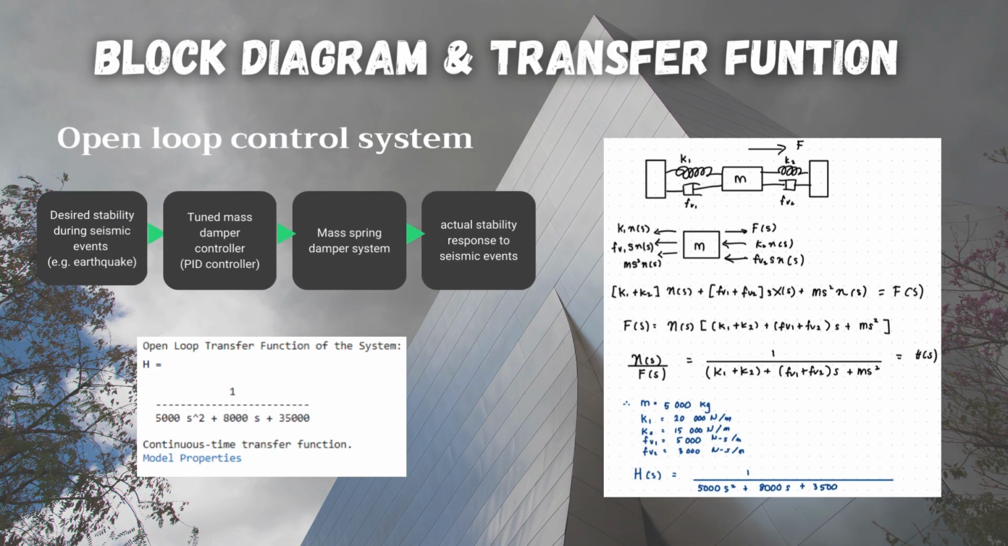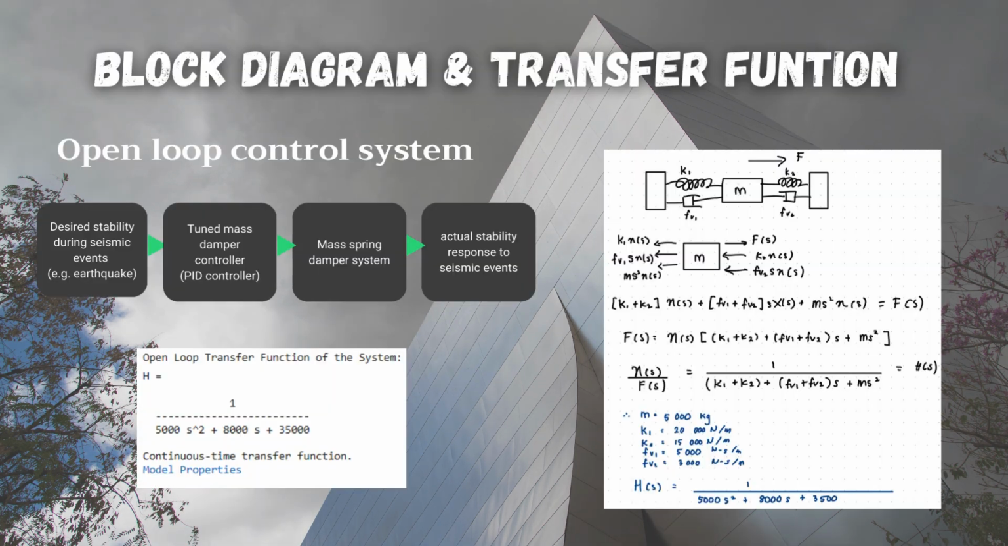This slide shows the block diagram and transfer function for the open loop control system. In open loop system, there is no feedback mechanism. The system operates based on the predefined inputs without considering the actual output. In the context of our seismic vibration control system, this means that the building structure will react to seismic force purely based on its inherent physical properties, without any active adjustment to reduce the vibration.